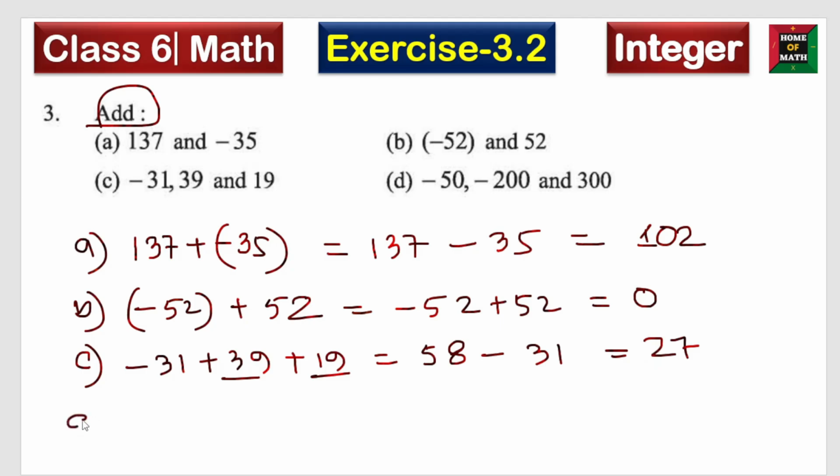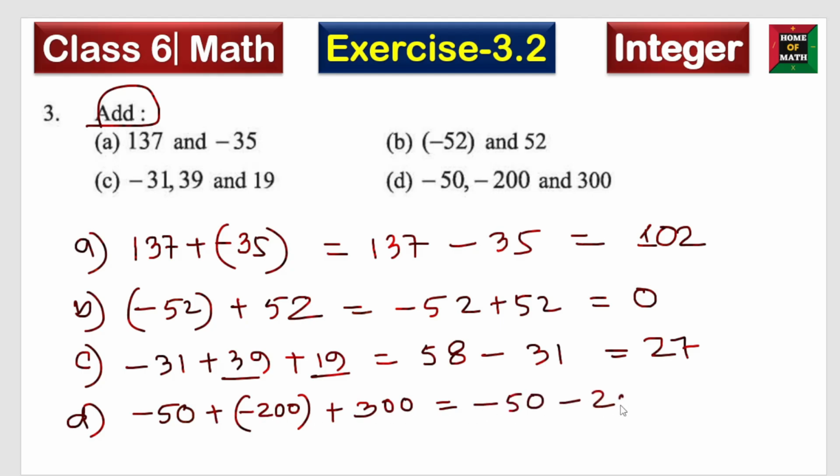And finally number D, minus 50 plus minus 200 plus 300. So we can write minus 50 plus and minus, minus 200 plus 300. So what does it mean? Here is 300 and here is 200, minus 200 and minus 50. So we can write 300 minus 250, it means only 50.